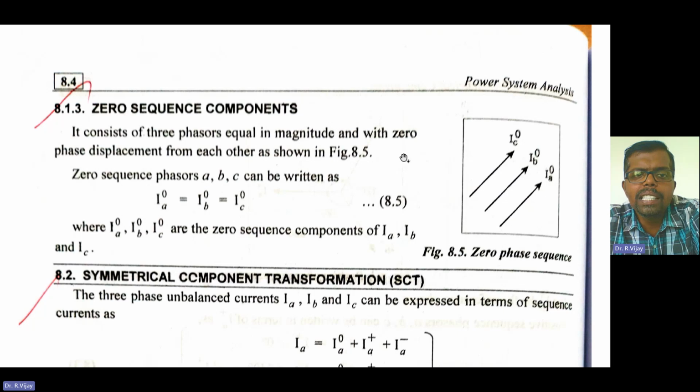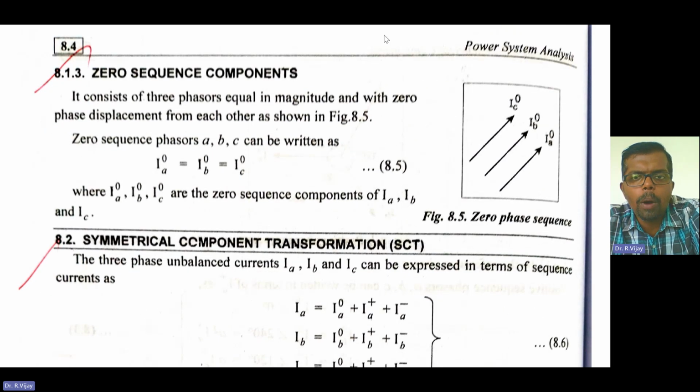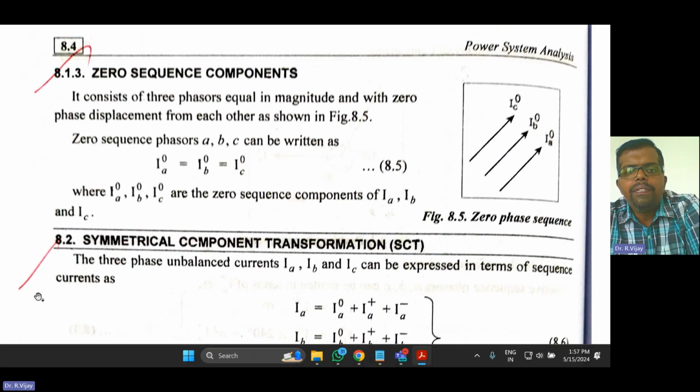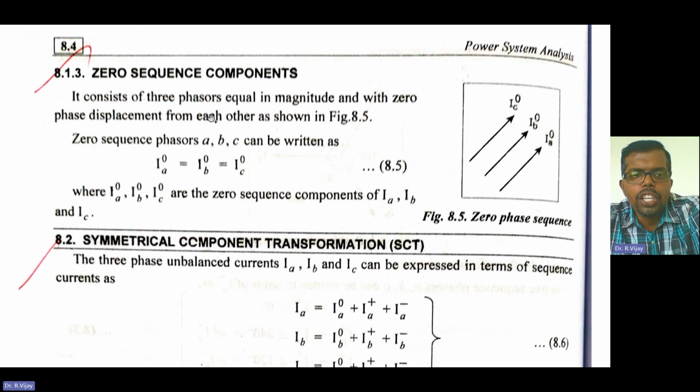What is this zero sequence component? Zero sequence component consists of three phases equal in magnitude with a zero phase displacement from each other as shown in the figure. That is zero phase displacement from each other as shown in the figure. So this is IA naught, IB naught, and IC naught. So you can draw like this, or otherwise in one single arrow mark, that is current itself, you can write IA naught, IB naught, IC naught.